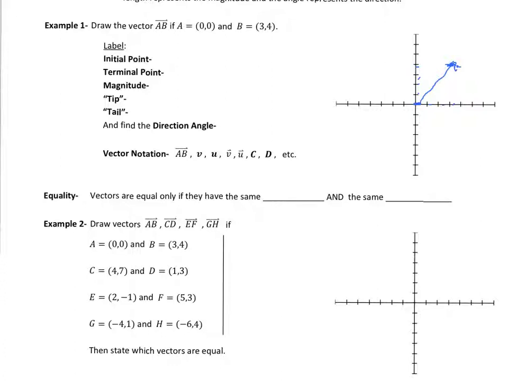Now, let's talk a little bit. The initial point is just our starting point. It's where we start, and in this case, it is at 0, 0. The terminal point is the ending point, in this case 3, 4. Now, the magnitude is what? What does that represent? Yeah, how long the vector is. And it is written this way. We would write the magnitude of vector AB, so it looks like that.